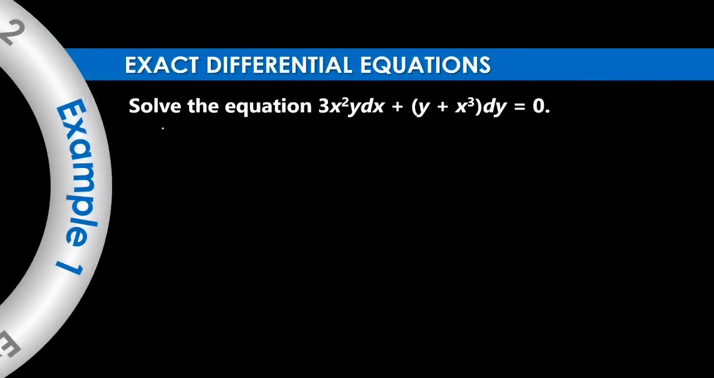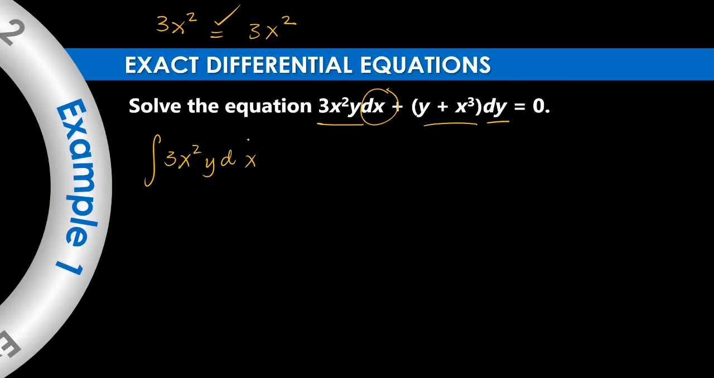Number 1, solve the equation 3x squared y dx plus y plus x cubed dy equals 0. Now, ngayon, anong sunod na gagawin? I-integrate. So, i-integrate natin yan. 3x squared y dx. Okay. So here, the variable of integration is x. Kaya i-assume natin ang y ay constant.